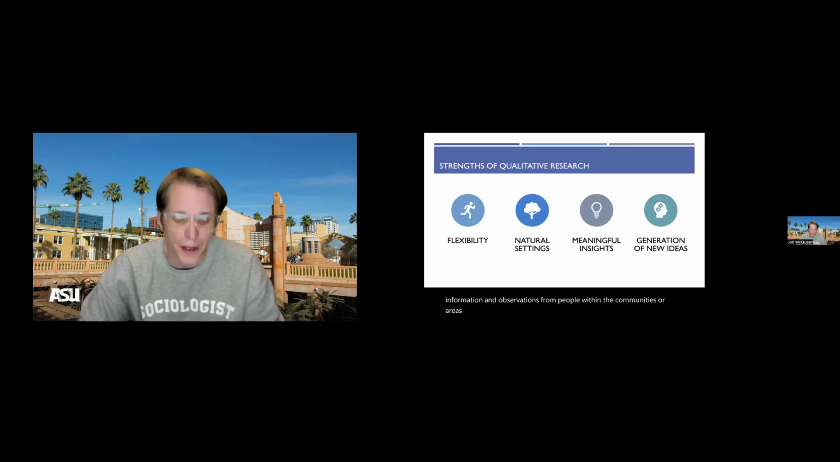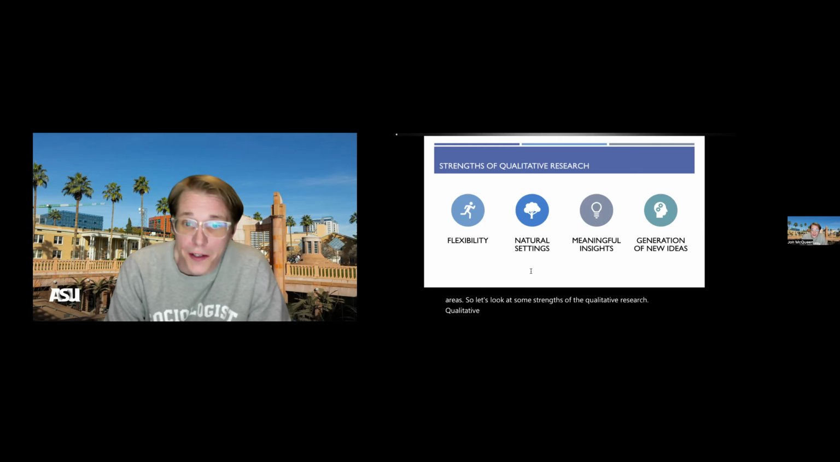So let's look at some strengths of qualitative research. Qualitative research has some strengths that are unique and separate from quantitative. Qualitative research has flexibility, as the data collection and analysis process can be adapted as new ideas emerge. For example, when conducting interviews, researchers can ask follow-up questions if a participant's response is interesting and the researcher wants to dive deeper into that topic.